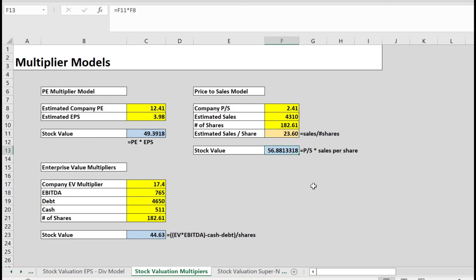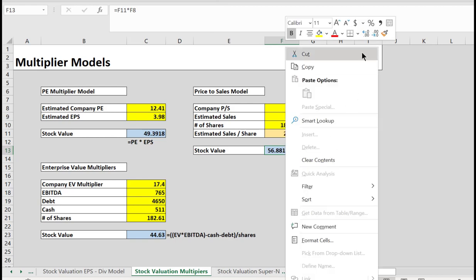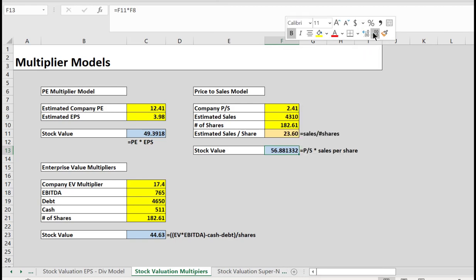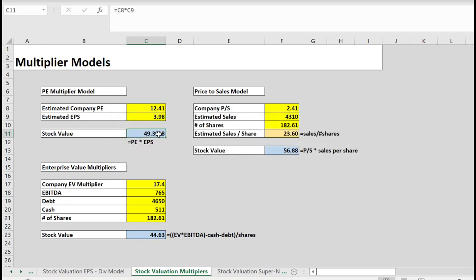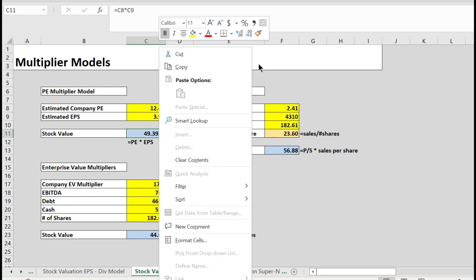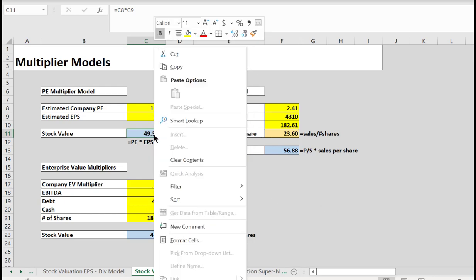The stock value then, we multiply the price to sales ratio times the sales per share. That will give us the stock value. In this case, it's telling us that the stock value is around $56.88. Again, we can change some of these numbers to reflect fewer decimal points. You just want a couple less decimals.